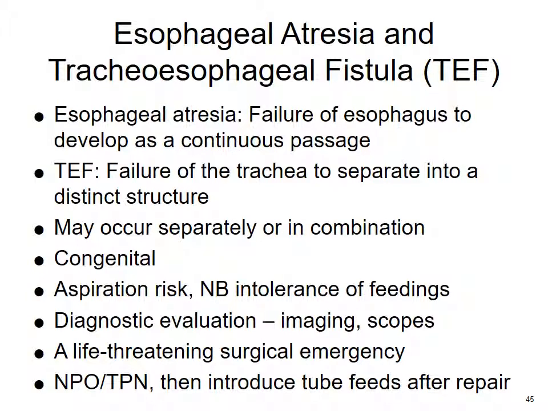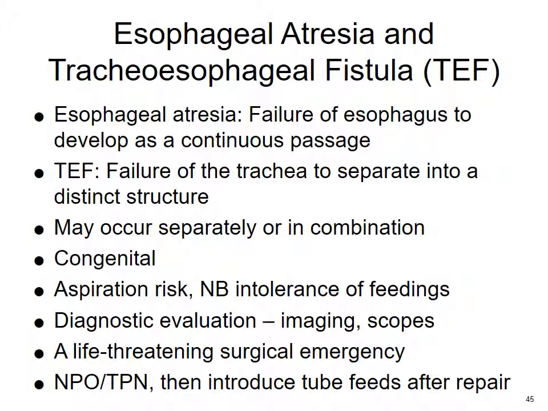Esophageal atresia and tracheoesophageal fistula. We talked briefly about these in a prior lecture. So esophageal atresia is failure of the esophagus to develop into one continuous passage, and tracheoesophageal fistula is failure of the trachea to separate from the esophagus into its own distinct structure. So these can occur separately or in combination. It's congenital. There's a huge aspiration risk.